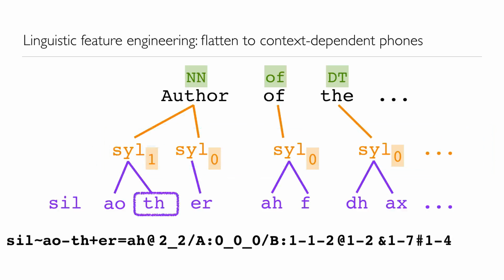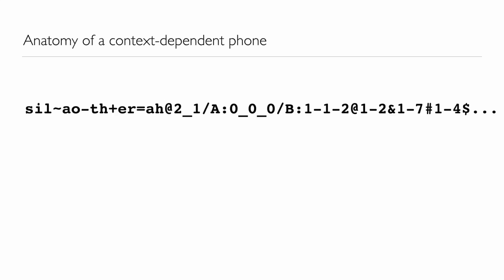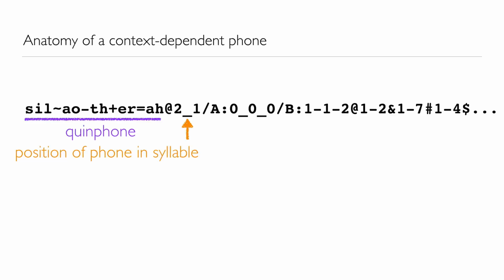So here I will explain what exactly these features are and how we are going to extract them from the HTS format. The first one is the quinphone identity, where we have the current phone, the previous to previous, and the next to next. Then follows the position of the phone in the syllable: the first one is a forward position and the next one is a backward position.